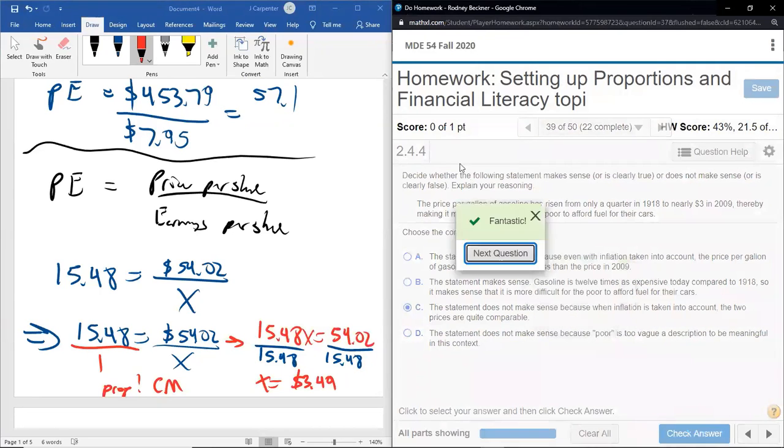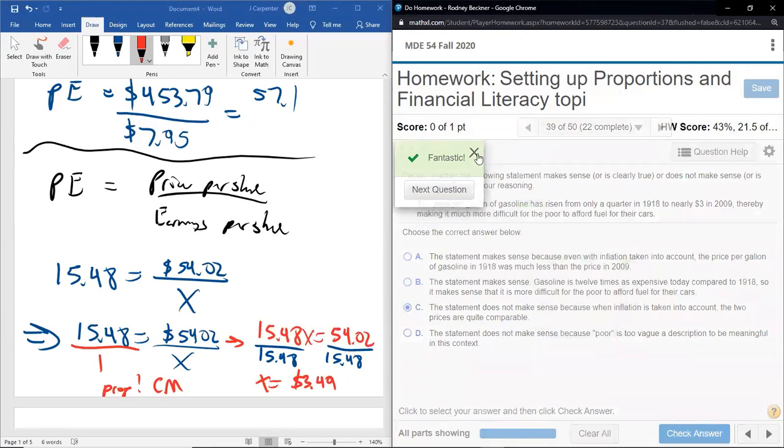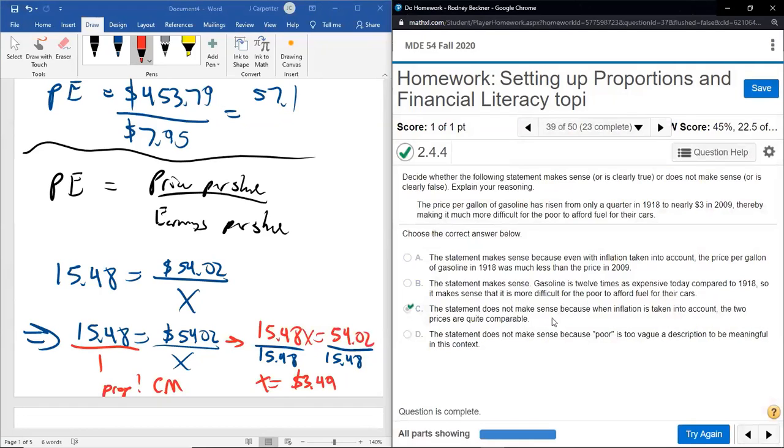And that's what I expected. That was correct. The statement does not make sense because when inflation is taken into account, the price of goods tends to go up on average every year. When you look year by year, they go up by small amounts when you're looking at every consumer good possible. But when you look at 90 years, all those little small increases will add up to a big increase.